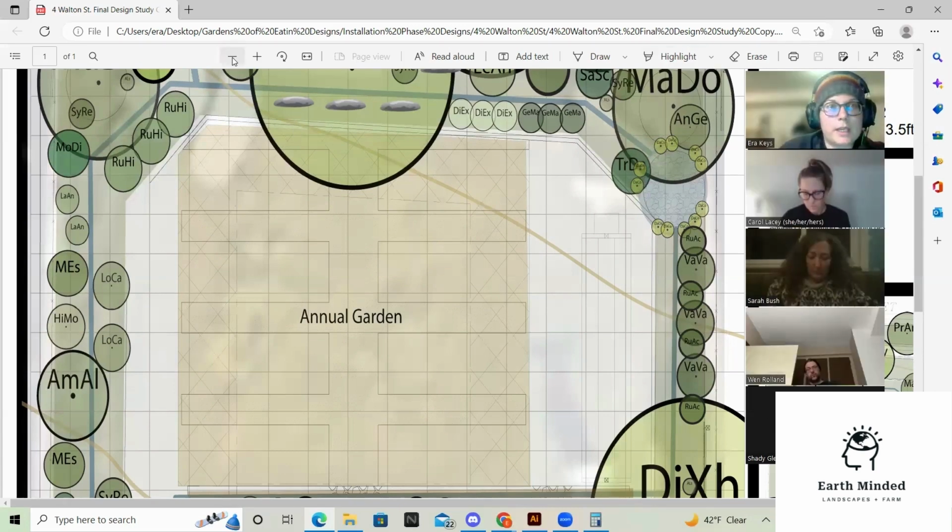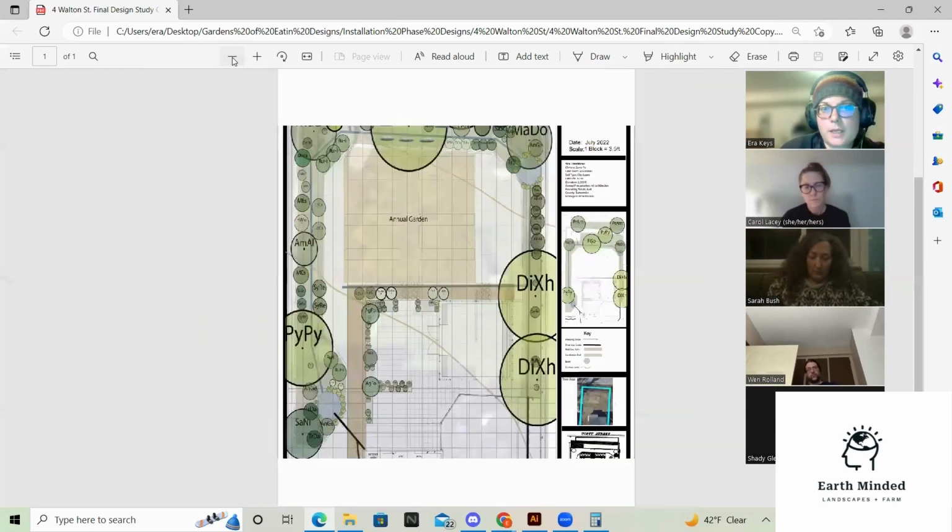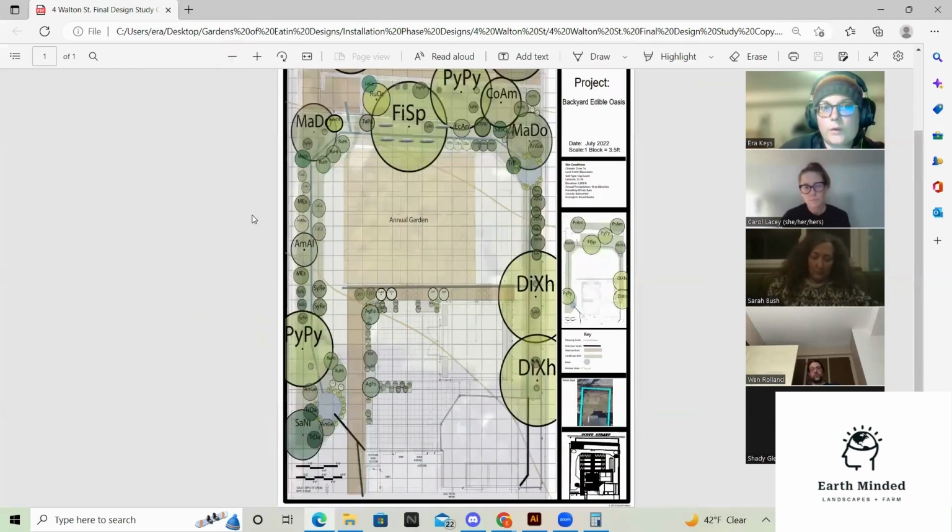So before we go into the plant list, I want to do general questions or comments about the overall design, and then we'll go over the plants and why they were specifically chosen.